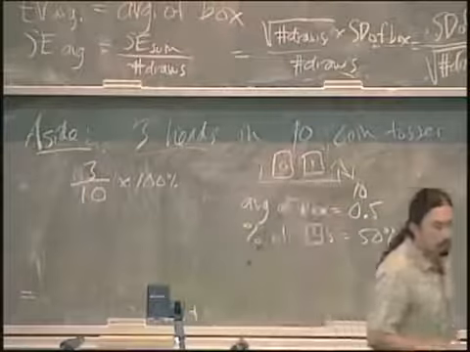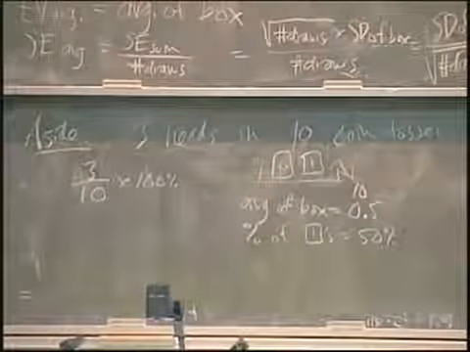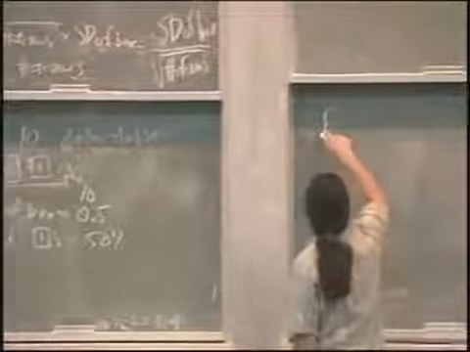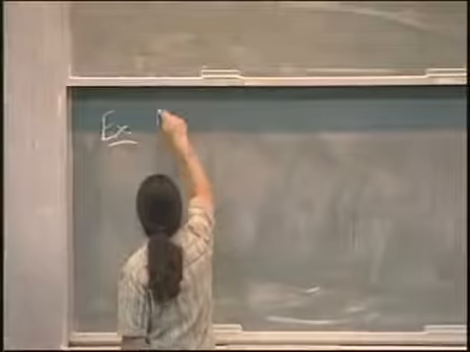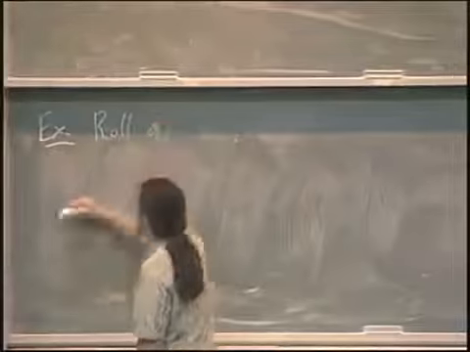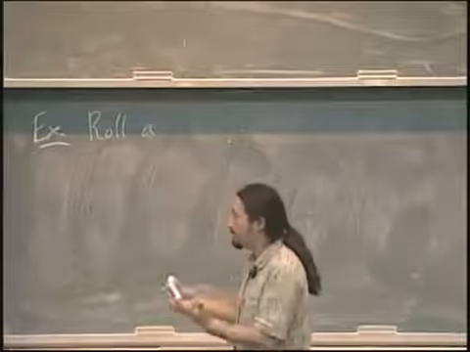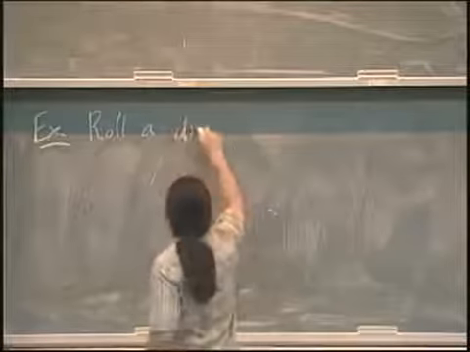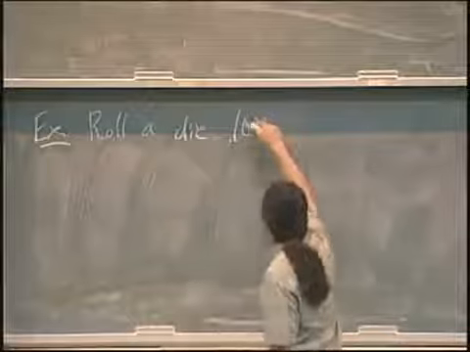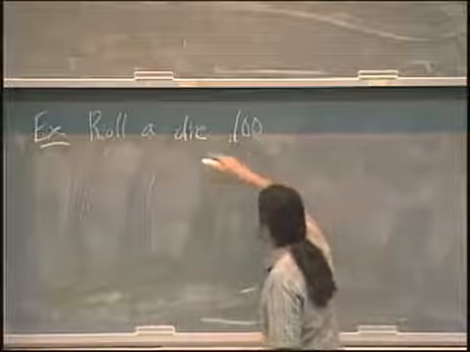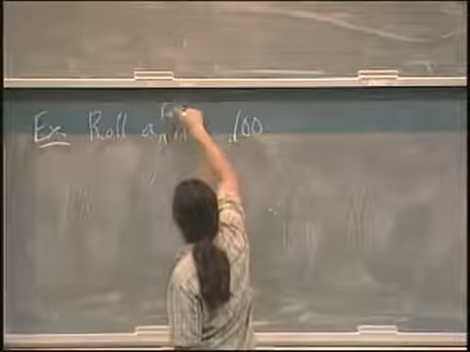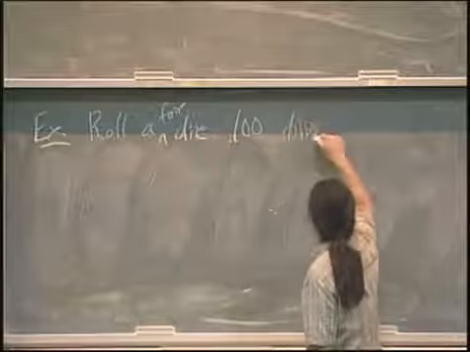So I'll do a quick example, and then I'll get to actually new material. Roll a fair die 100 times.